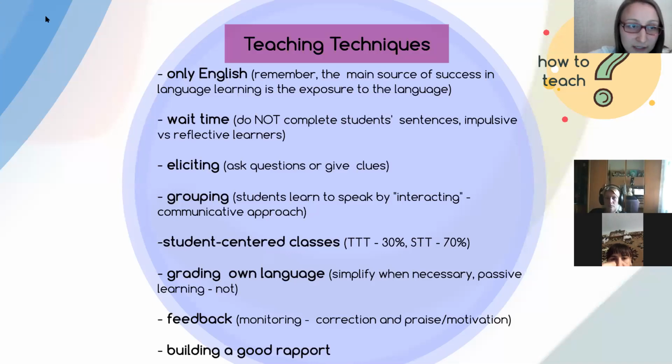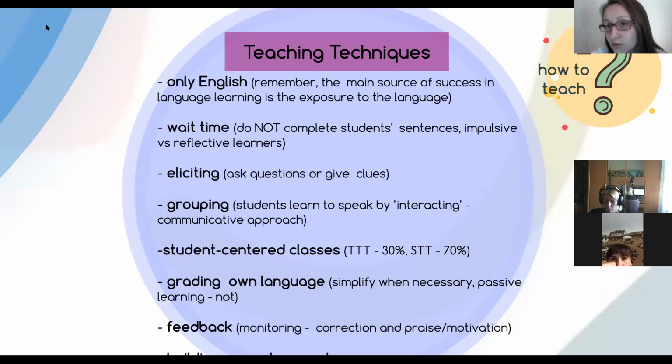Okay, so the first one here, only English. Yes, I agree that sometimes with beginners, when you're explaining some grammar that they can't find a corresponding equivalent for in their mother tongue, it's okay to use Ukrainian to explain. But when you conduct speaking activities, when you have a speaking class, the only English rule is very important, because we should remember that the main source of success in learning English is the exposure to the language. The more we receive, the more we hear, the more we will have to produce.